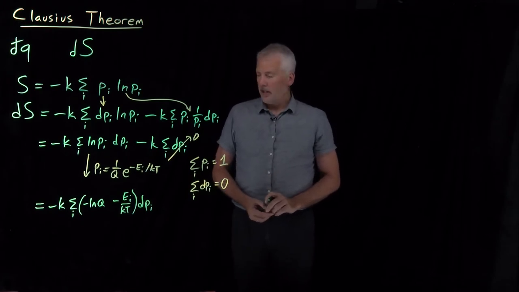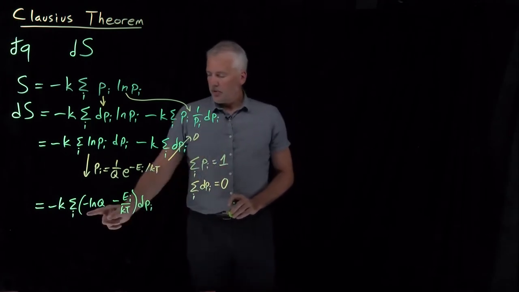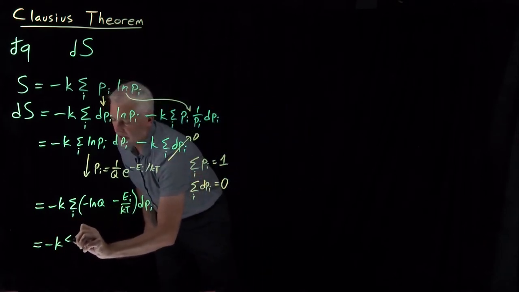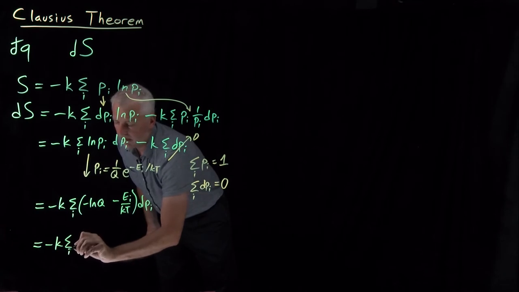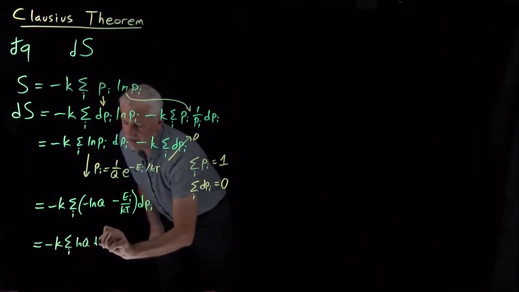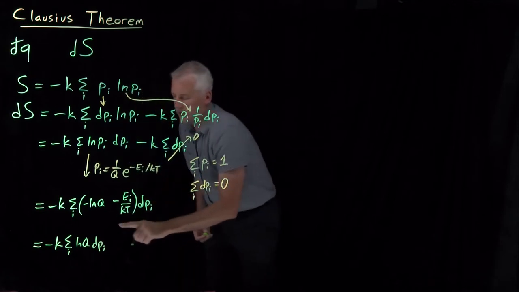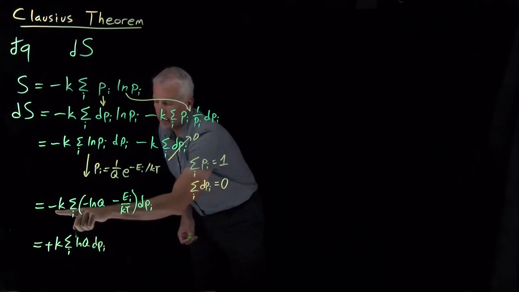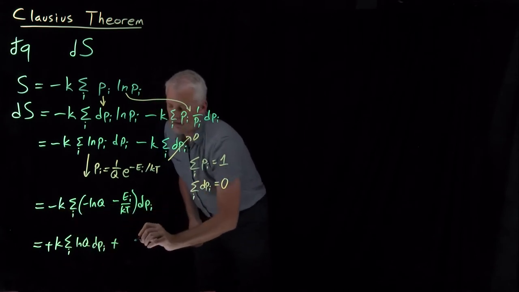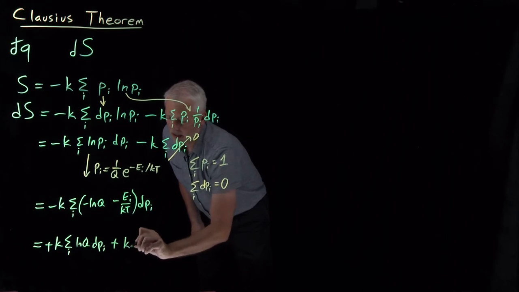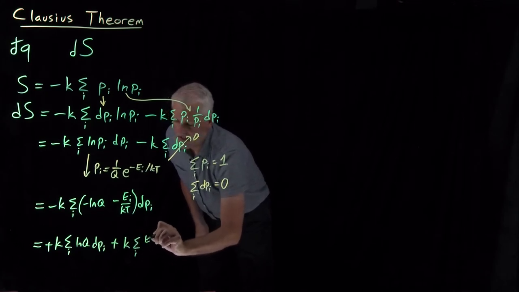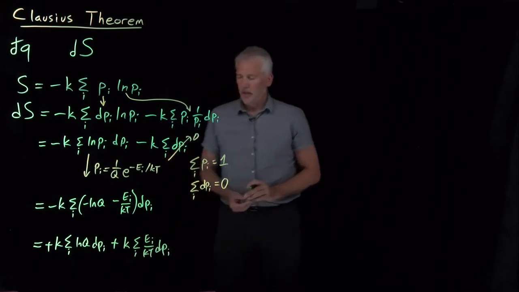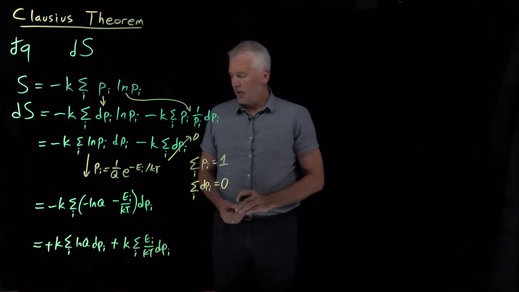So we're getting there. We have now two different terms inside this summation, so if I break those two up, I can write minus k sum of log q dpi, and actually it's positive, minus a minus is positive k sum of log q dpi, and another minus a minus, which becomes positive k sum of ei over kt dpi. So those are all going to clean up a little bit more.